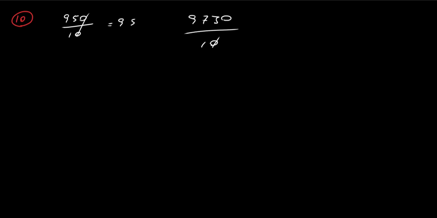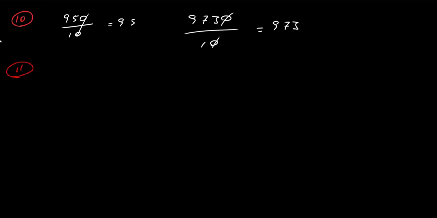We've already done that. 10 is just any number ending in 0. So for example, 950, that's divisible by 10. You just get 95. 9730, that's divisible by 10. You just get 973.